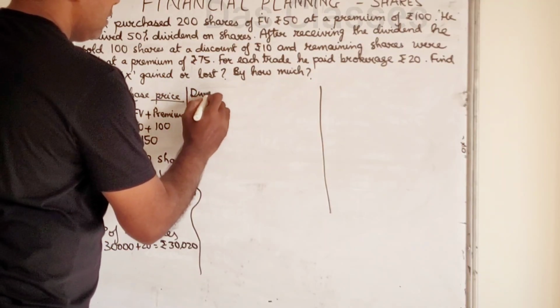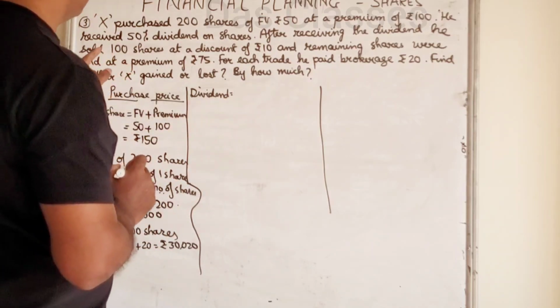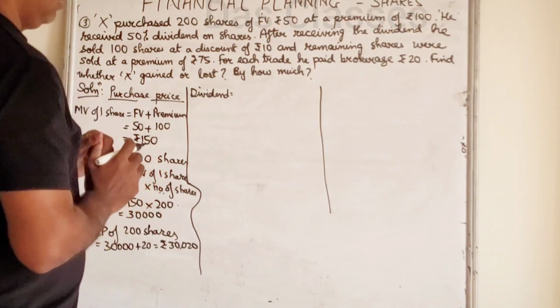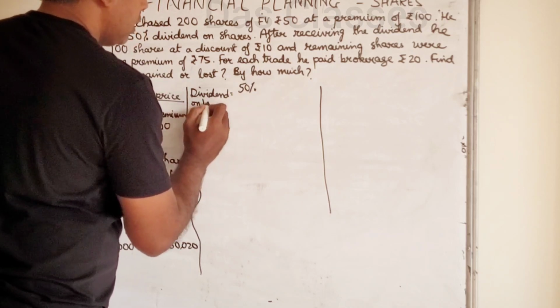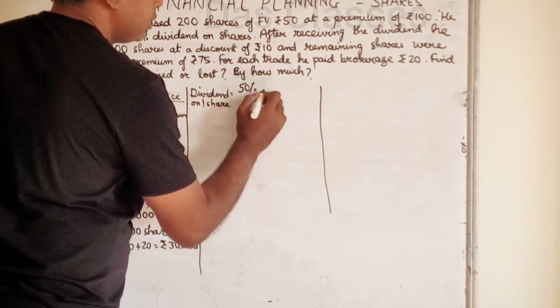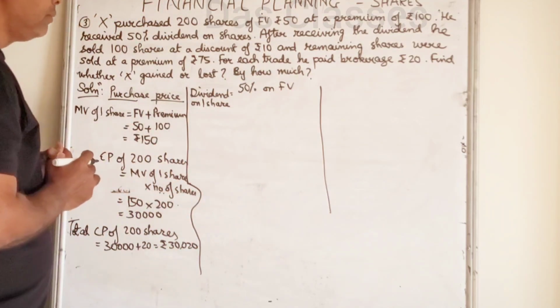So the dividend he has received. What is the dividend he has received? 50%. Now, 50% on what value? The dividend on one share is going to be 50% on the face value. On face value, you receive the dividend.